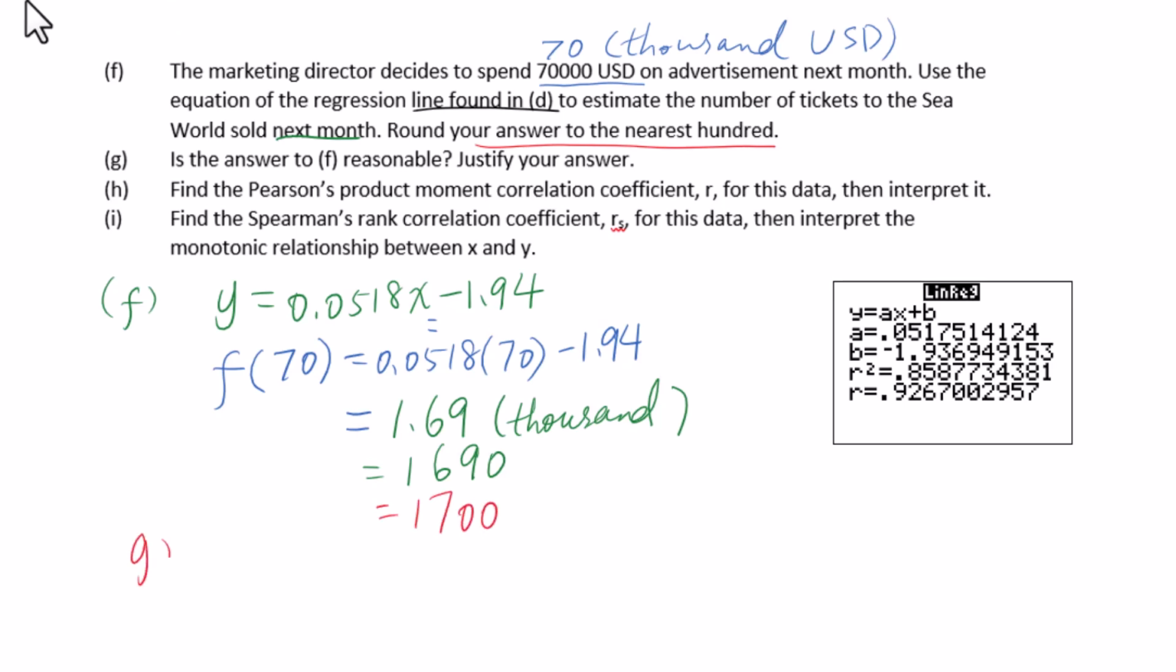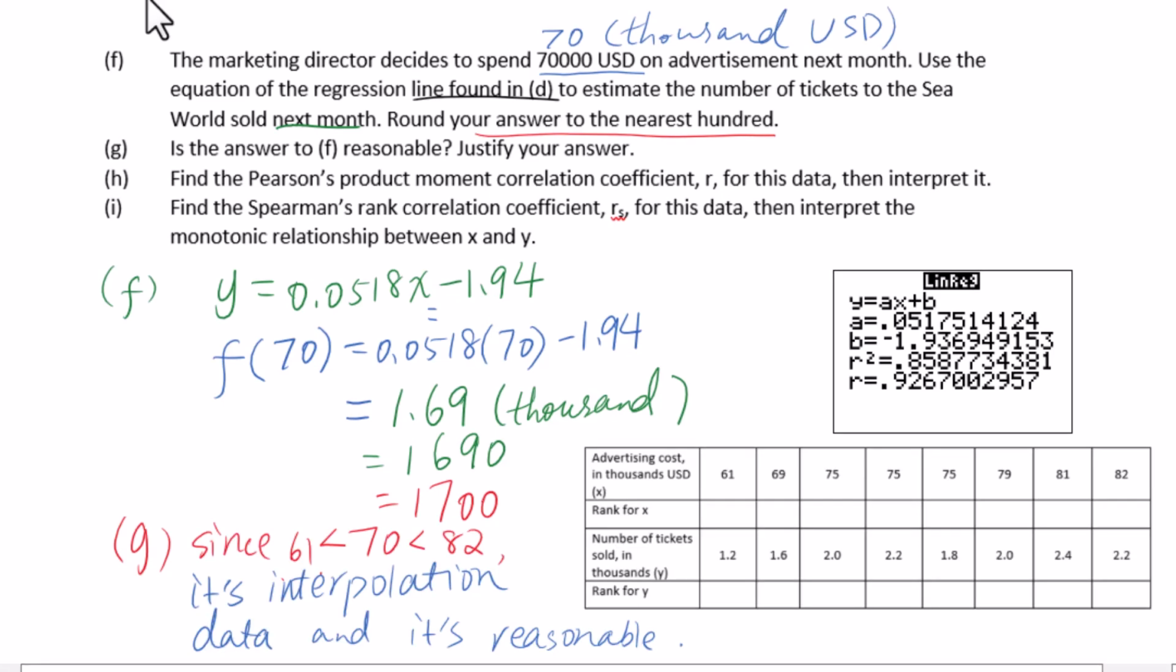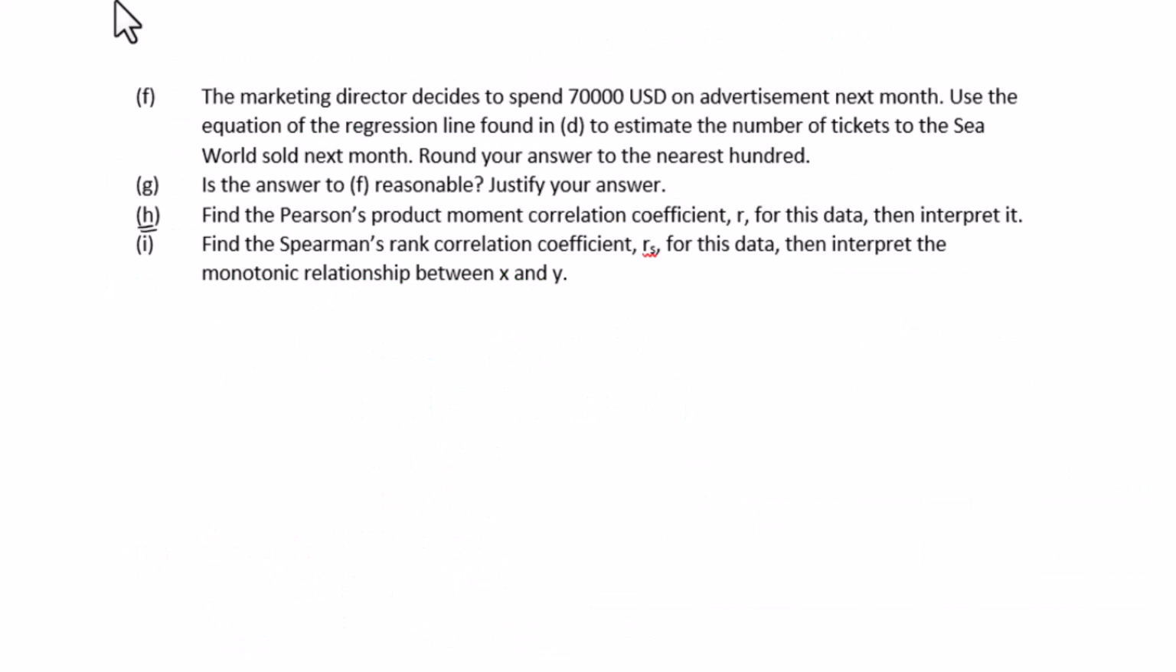For G, is the answer to F reasonable? Justify your answer. According to the table, the domain for x is between 61 and 82. 70 is between 61 and 82. 70 is greater than 61, less than 82. It's interpolation, and it's reasonable.